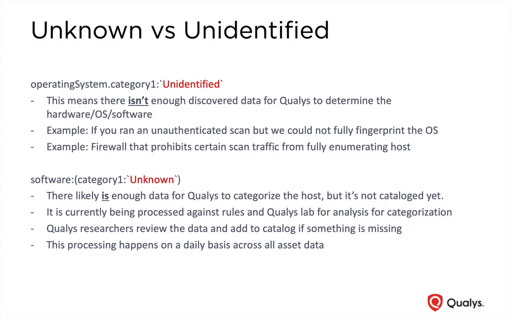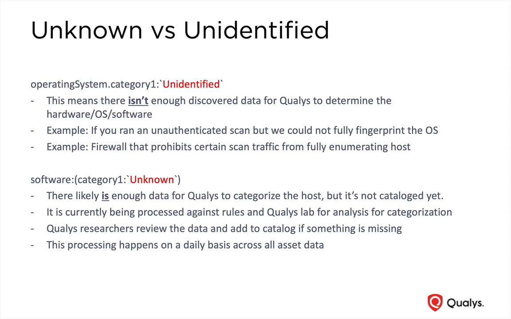A couple pieces of terminology that you might see within the asset inventory application are unknown and unidentified. And these are two separate concepts. The first, unidentified, means that there isn't enough information for Qualys to fully determine what that hardware, operating system, or software is. So we know that it exists, but we do not have enough information to fully give you what it is.